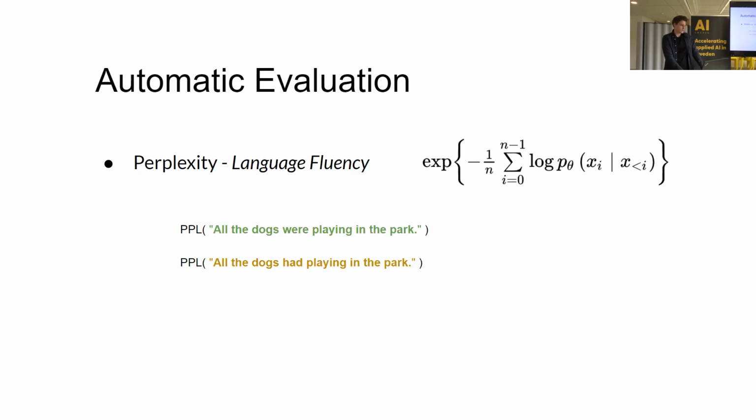So we can see for 2 example sentences, we have "all the dogs were playing in the park," and a slightly worse sentence, "all the dogs had playing in the park." If we calculate the perplexity, we see that the better sentence gets a lower perplexity. So a lower perplexity is better. However, there are problems with perplexity, as repetitions like this tend to get really low perplexity. But nevertheless, we find perplexity to be a really good language fluency indicator, but you should be careful not to rely on it alone.